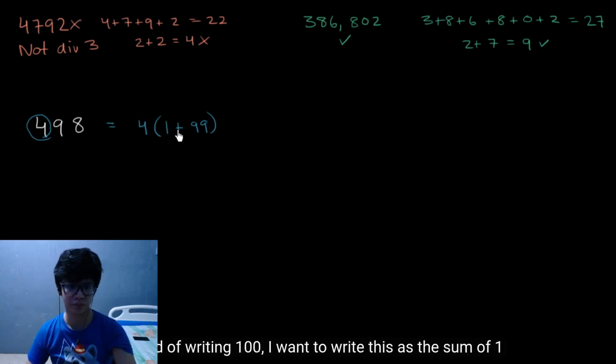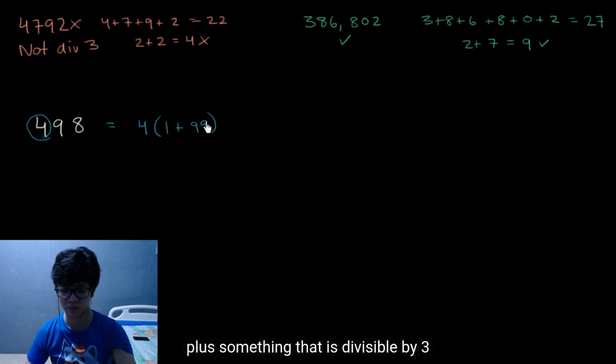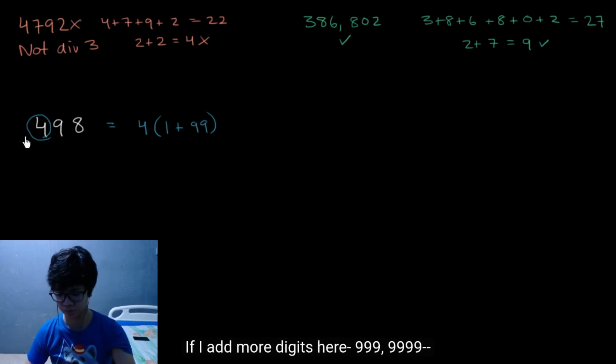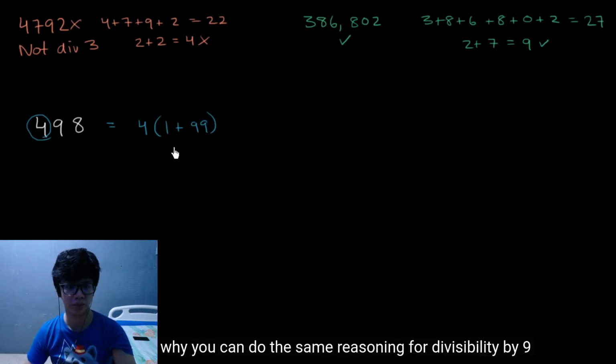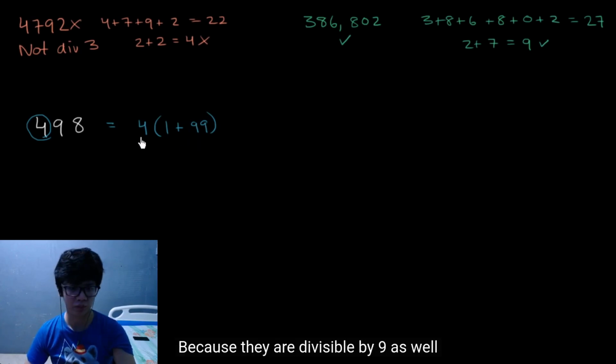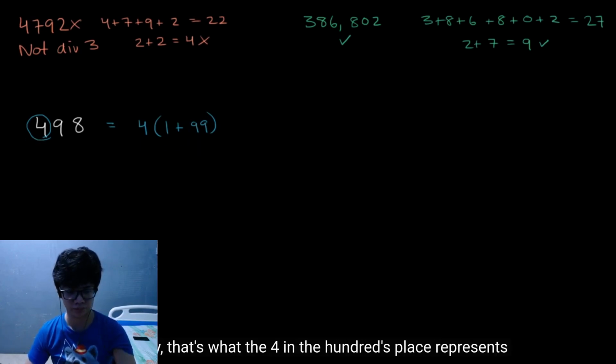And the little trick here is that instead of writing 100, I want to write it as the sum of 1 plus something that is divisible by 3. And 99 is divisible by 3. If I had more digits here, 999, 9,999, they're all divisible by 3. And this is why you can do the same reasoning for divisibility by 9, because they're all divisible by 9 as well. Anyway, that's what that 4 in the hundreds place represents.